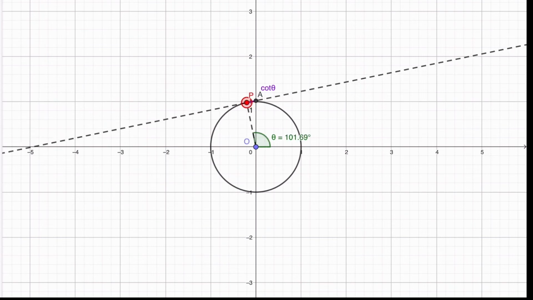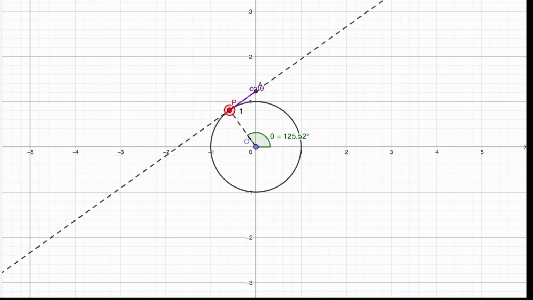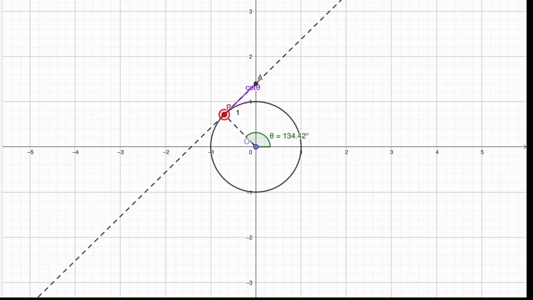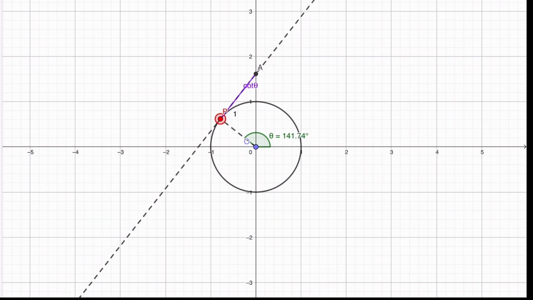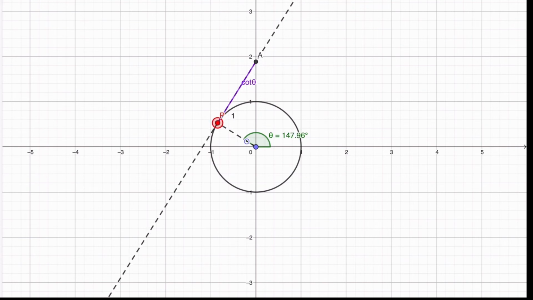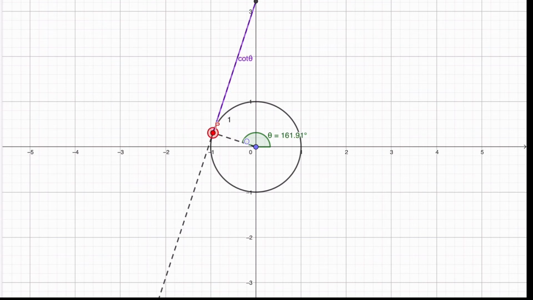In the second quadrant, cot theta is negative, and look at AP line segment. It decreases from 0 to minus infinity. As theta increases in the second quadrant, cot theta decreases from 0 to negative infinity.